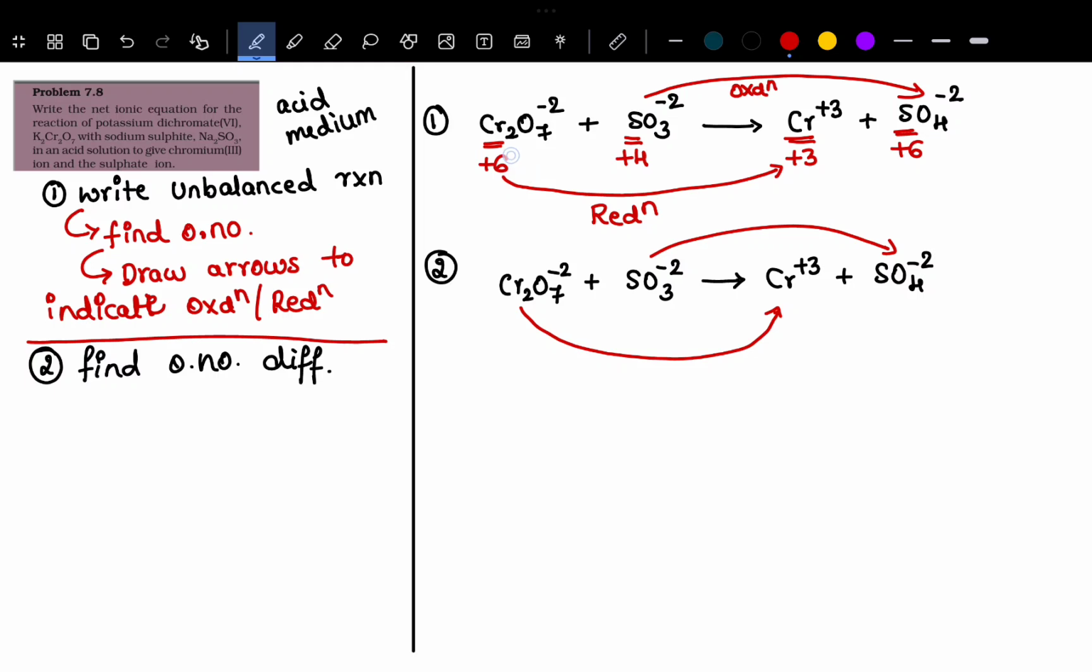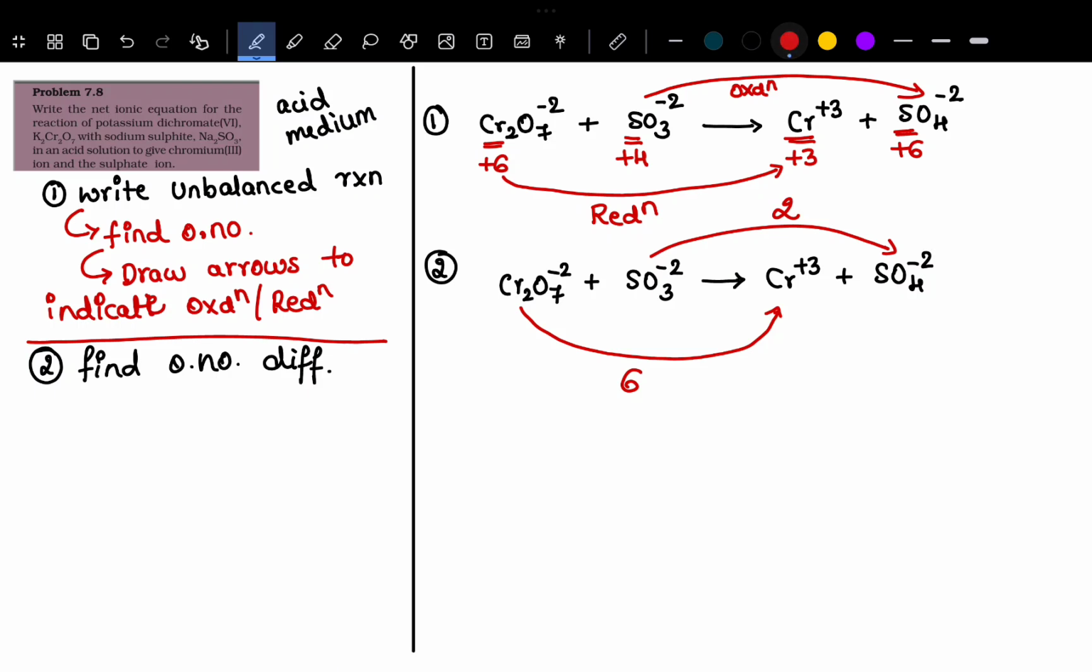Now here, there are a total of 2 chromium, but this oxidation state is of only 1 chromium. So 1 chromium is getting converted from plus 6 to plus 3, so the difference for 1 chromium is 3. But since we have 2 chromium, the overall oxidation number difference for 2 chromium will be 6. Whereas sulfur, there is only 1 sulfur here and 1 sulfur here. So 1 sulfur is getting converted from plus 4 to plus 6, so the difference here will be 2. This is the second step, where we find the oxidation number difference.